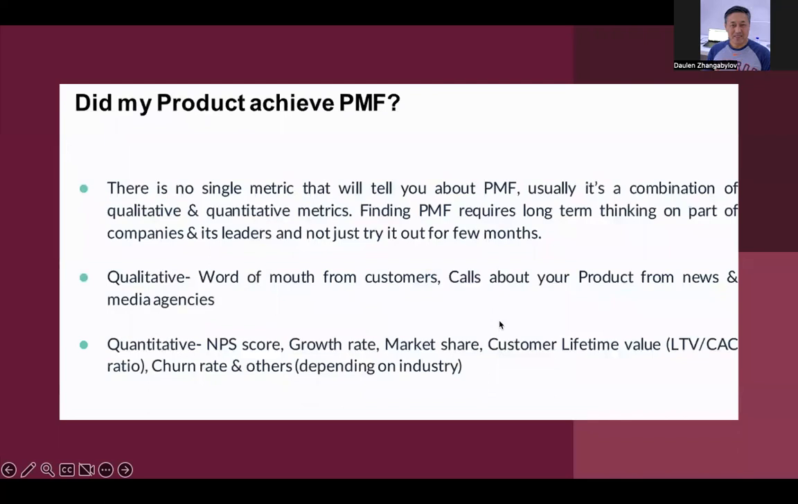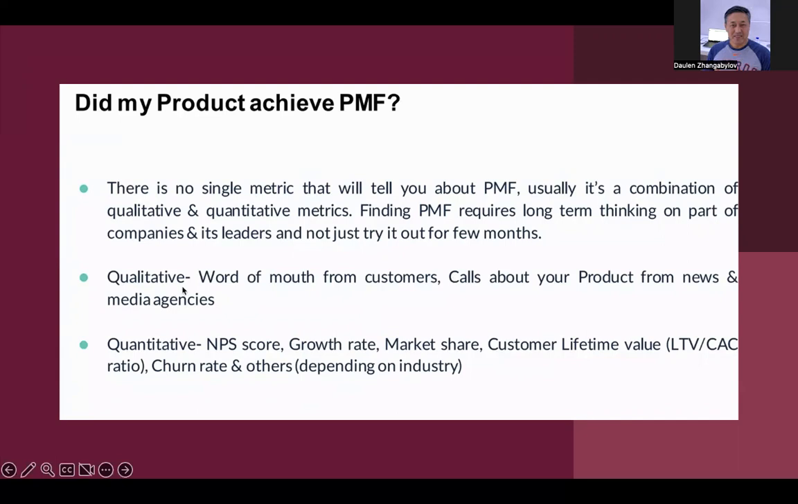Okay, let's brainstorm a little bit about a question: did my market achieve PMF? The problem here is that there is no single metric that will tell you about your PMF. Usually it's a combination of qualitative and quantitative metrics. And remember, we talked about researchers doing qualitative and quantitative research, and finding PMF requires long-term thinking and a lot of research. It may take a few months, let's say.